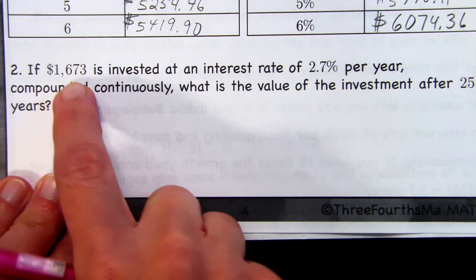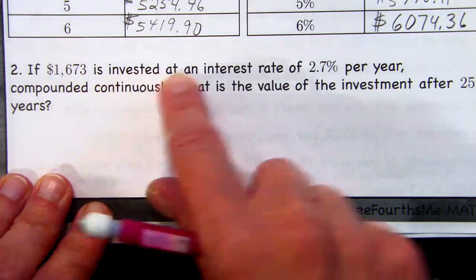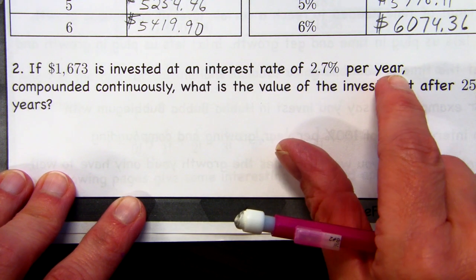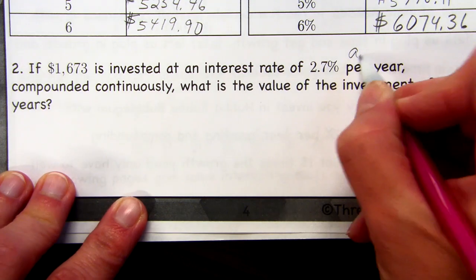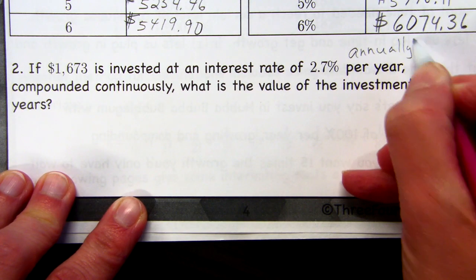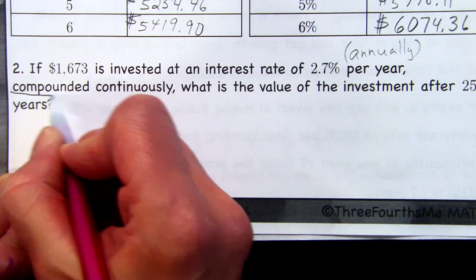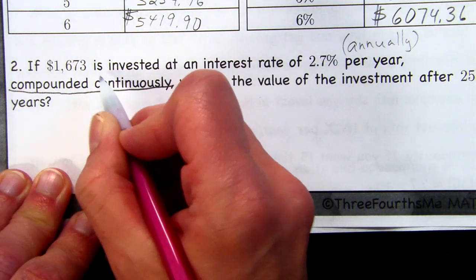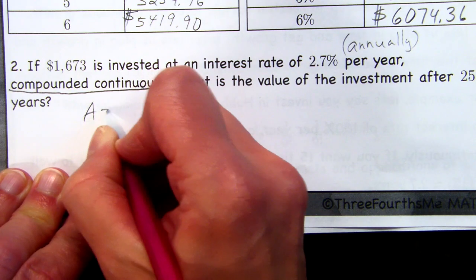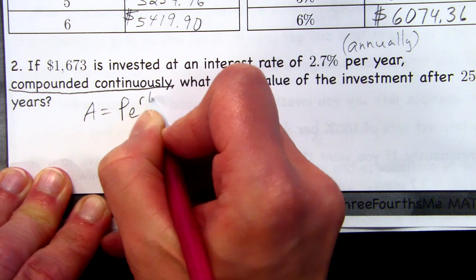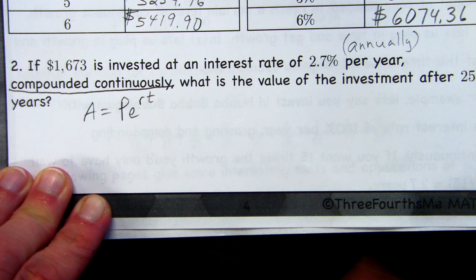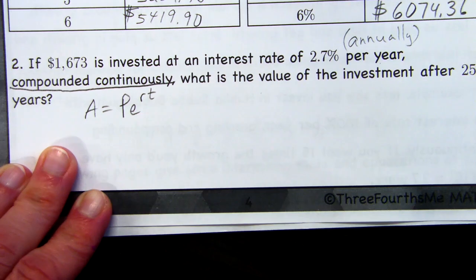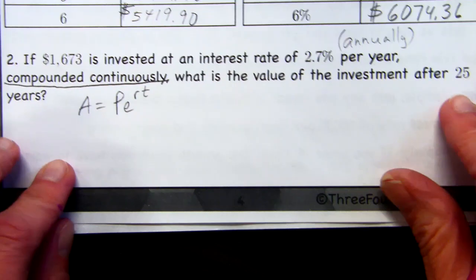Okay, so we're going to come down here. If $1,673 is invested at an interest rate of 2.7% per year. So per year, this just means sometimes they will say annually. That is not how it's compounded, because they're saying this is compounded continuously. What is the value? So as soon as I see continuously, I know that I'm going to use this formula instead of the other one. Because you're going to have an annual interest rate, but then it could be compounded quarterly or semi-annually or whatever.